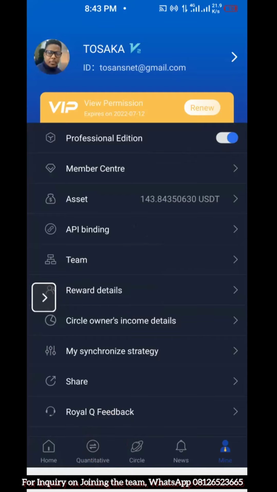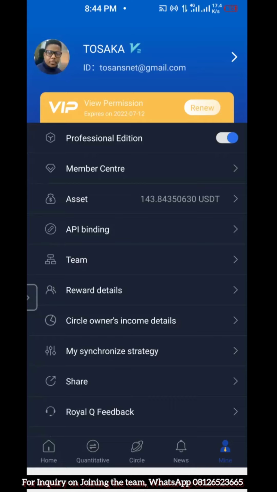Now the difference between the two is this: on regular mode, you don't have all the coins listed there. That's all the coins available on Royal Q. You don't have all of them listed. But in pro mode, you have extra coins. Now, what's the difference between the two? Some of them are new. AVAX is a relatively new coin. It hasn't been tested with time. KSM is a new coin. It hasn't really been tested as such.